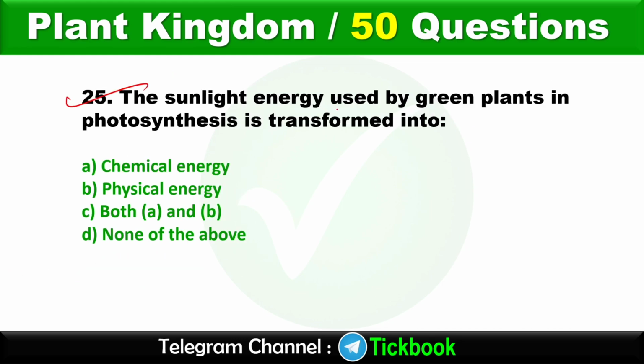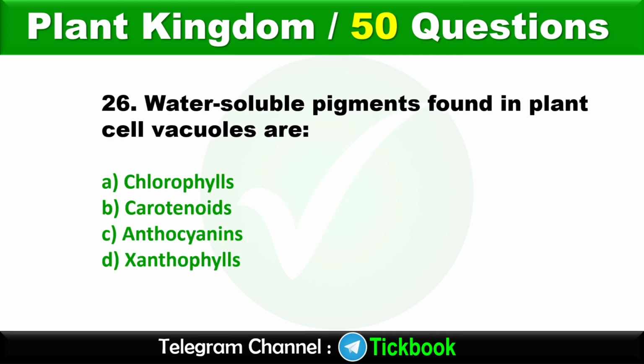25. The sunlight energy used by green plants in photosynthesis is transformed into chemical energy. Option number A will be the right answer. Chemical energy.